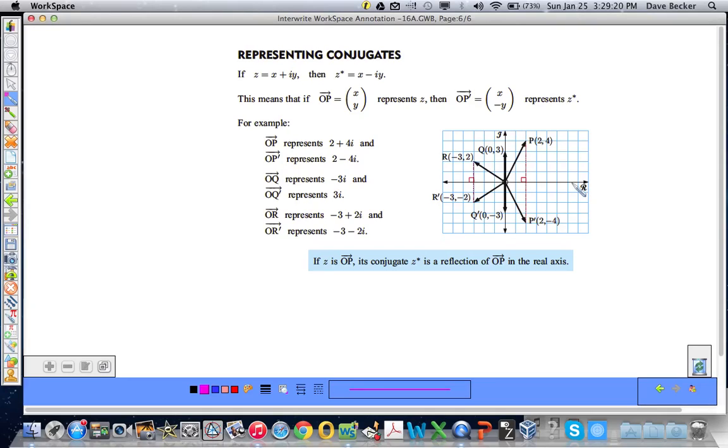Same thing with, let's see, what do we have here? Negative 3 plus 2i and negative 3 minus 2i are conjugates of each other, as are positive 3i and negative 3i. All right, that is it.